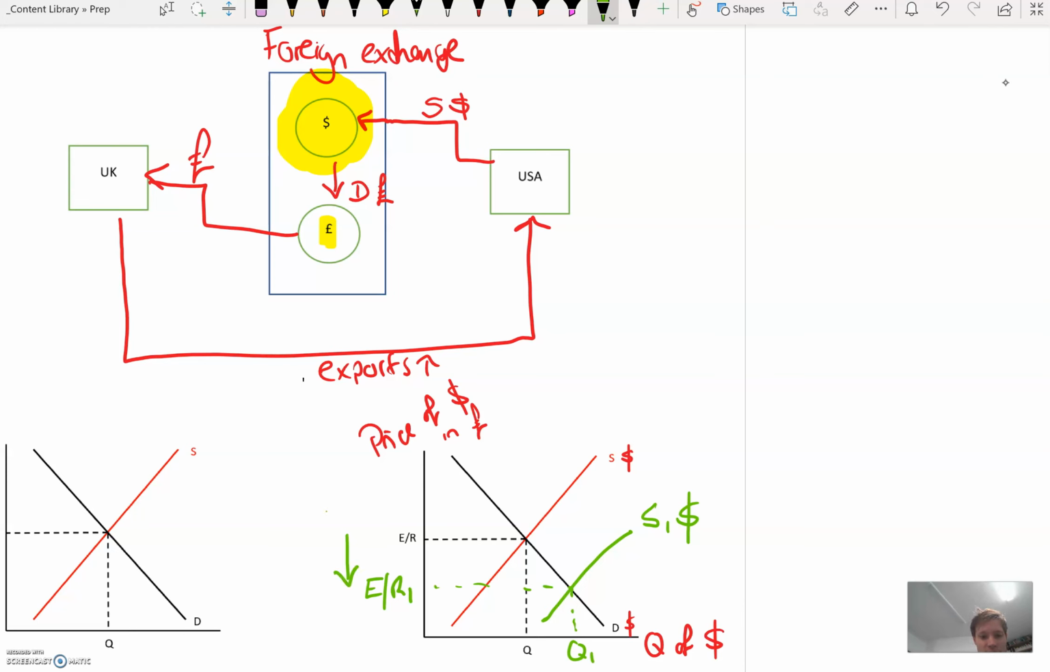That there is known as a depreciation, as we are in a freely floating currency exchange rate system. Great.